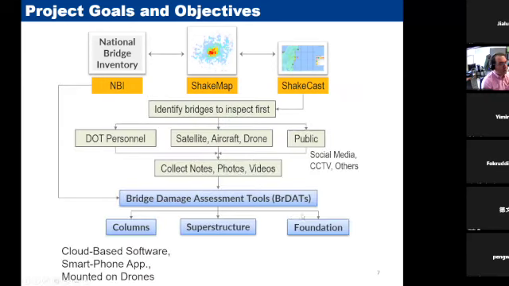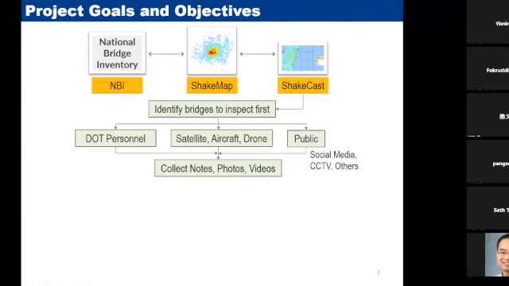So we can do that. And then there is tons of data out there. You may obtain data including notes, videos, pictures of damaged bridges by DOT personnel. You may use satellite pictures, aircraft, or drone. You may use social media or CCTV pictures and videos, and you have all of those.